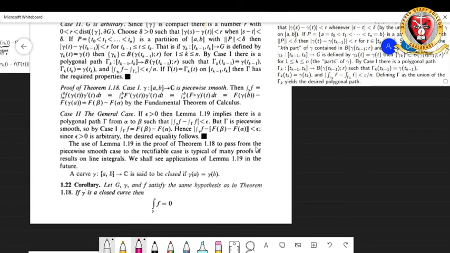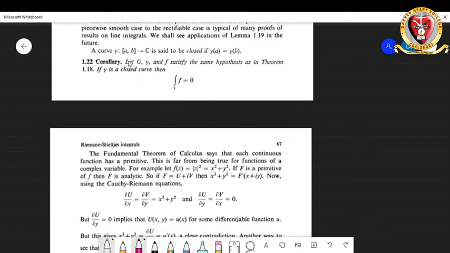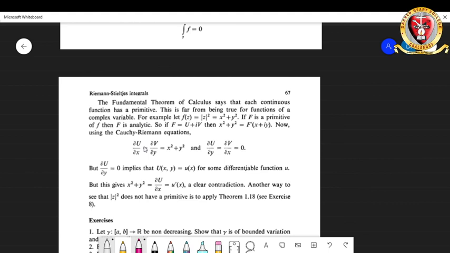And there are some remarks there which you can read out. And also we know a curve gamma from closed interval AB to C is said to be closed if the initial and the final points are the same: gamma of A is equal to gamma of B. You have a corollary to read which says that if G, gamma, and F satisfy the same hypothesis as we said earlier, then if gamma is closed, then integral over gamma F is equal to 0, which you might have seen as the Cauchy-Gauss theorem while we were doing the degree program.